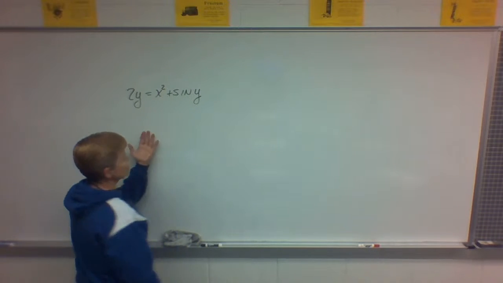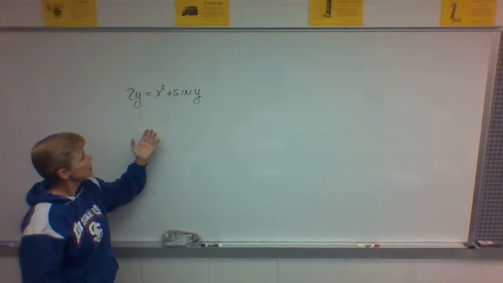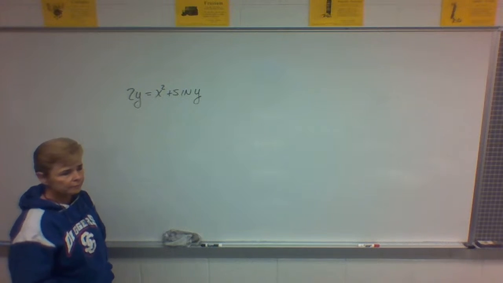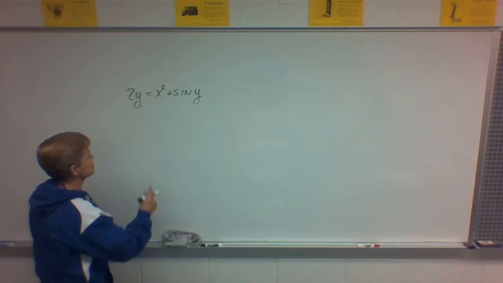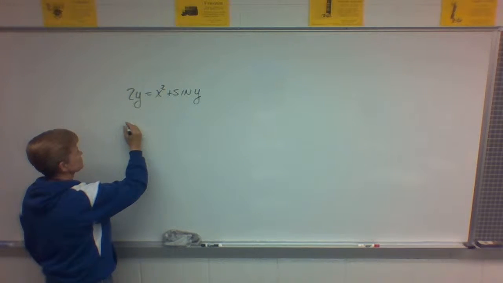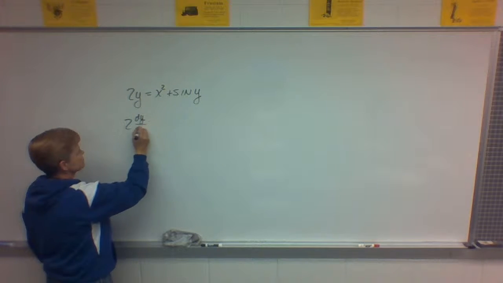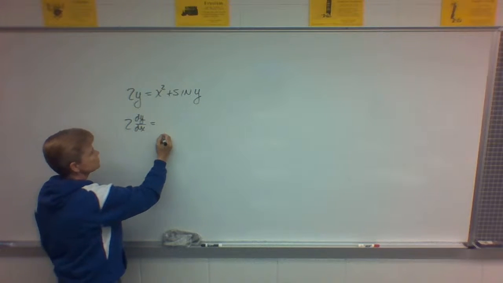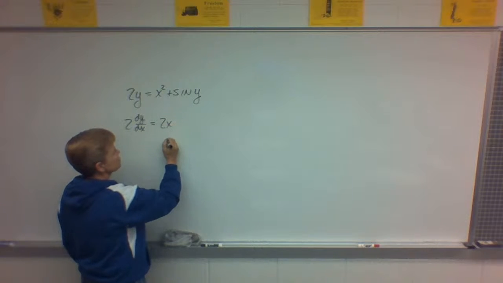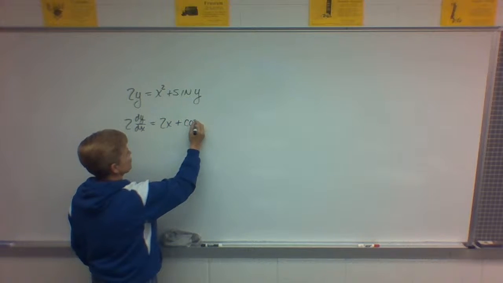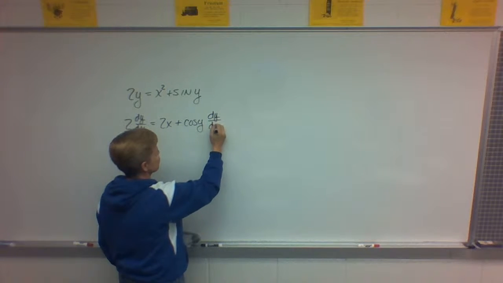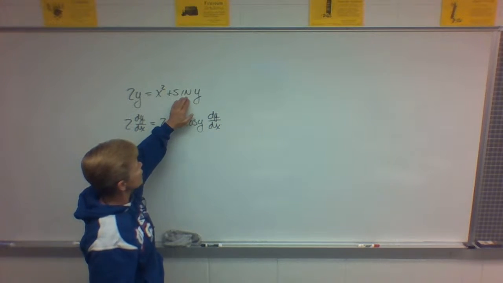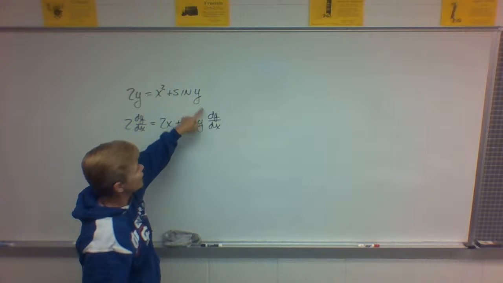But this is still a curve that has tangent lines, and we can still find the derivative by deriving both sides, treating y as y with respect to x. What's the derivative of this term? 2 dy dx. Good. Equals plus cosine y dy dx. This is a y term. It has a chain rule too. The derivative of the sine of y is cosine y, but the derivative of y is dy dx.